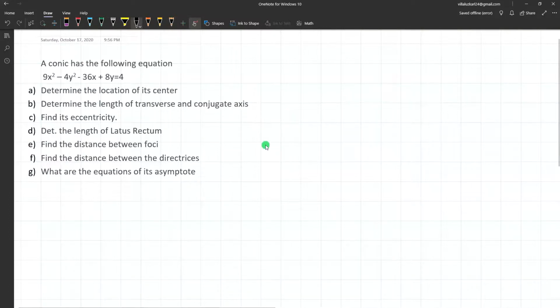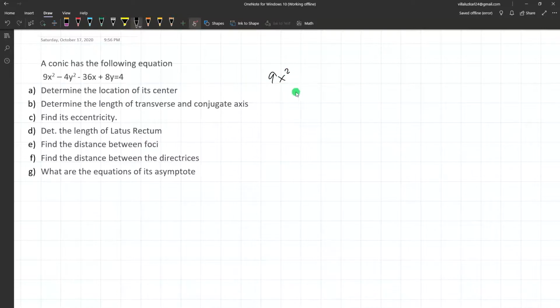A conic has the following equation: 9x squared minus 4y squared minus 36x plus 8y equals 4. Determine the location of its center, transverse and conjugate axis, eccentricity, latus rectum, foci, distance between foci, the directrices, and equation of its asymptote. So let's solve. Change it first to the standard form.